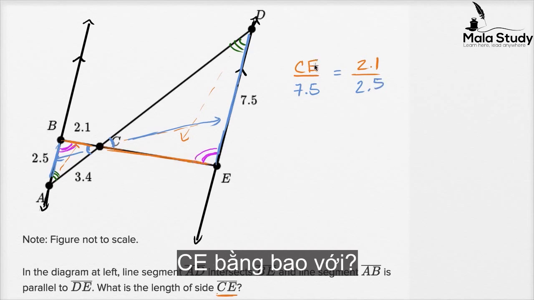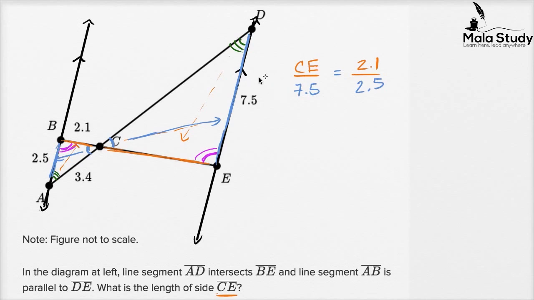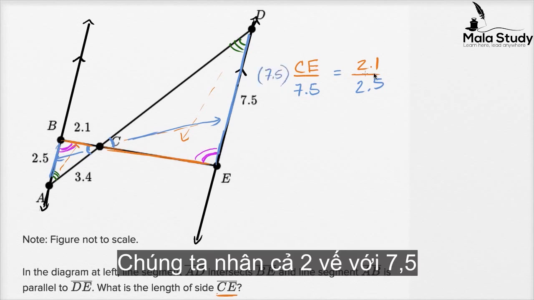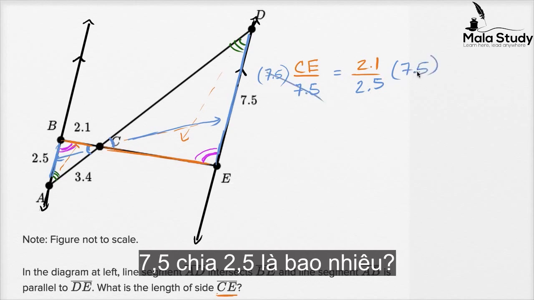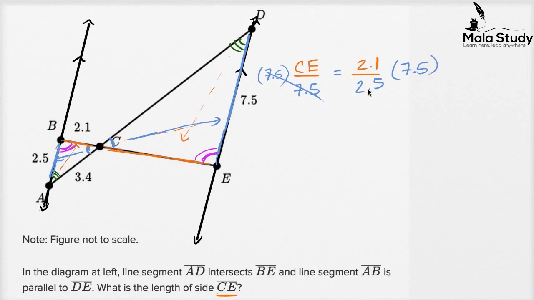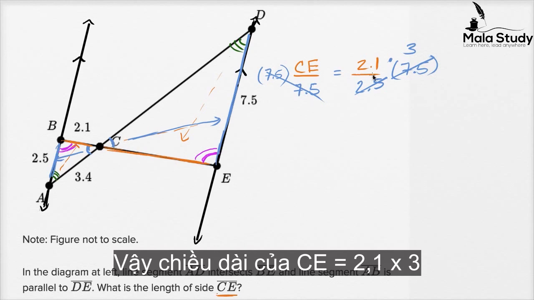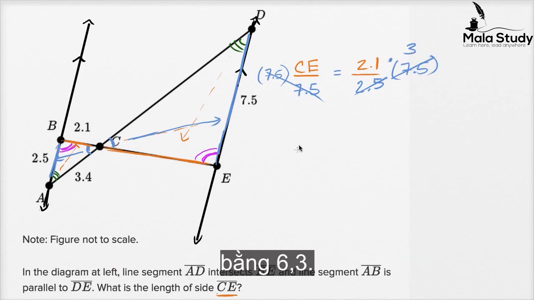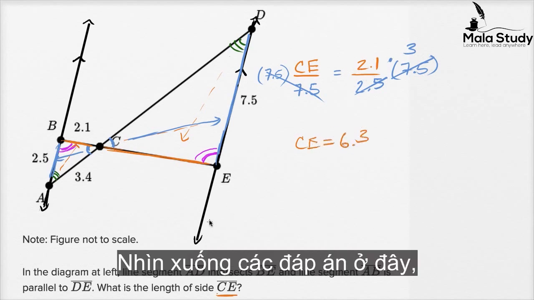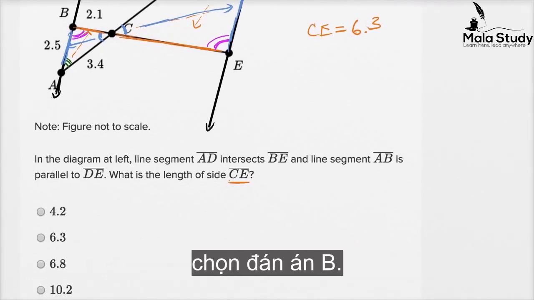So what would CE be equal to? Well, there are multiple ways to solve this, but one way we could just multiply both sides by 7.5. Now what's 7.5 divided by 2.5? Well, 75 divided by 25 would be 3. So 7.5 divided by 2.5 is 3. So the length of segment CE is 2.1 times 3. What is that? 6.3. And if we look down here, we see that that is indeed one of the choices.